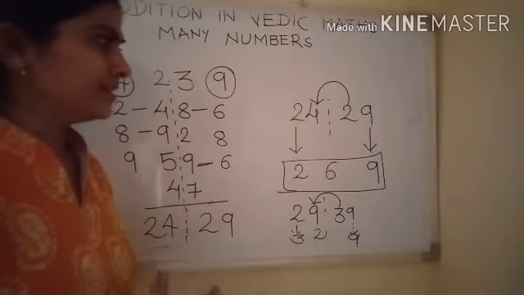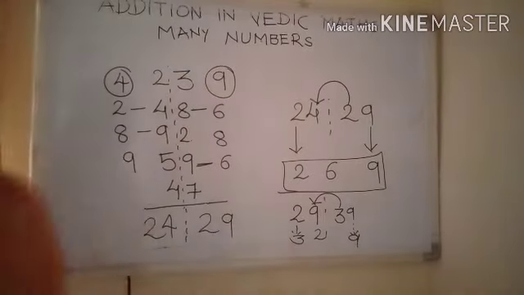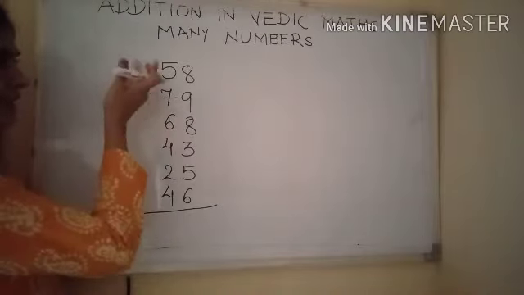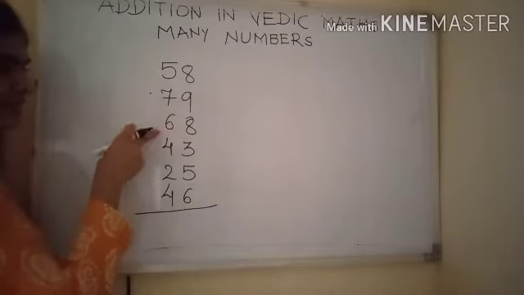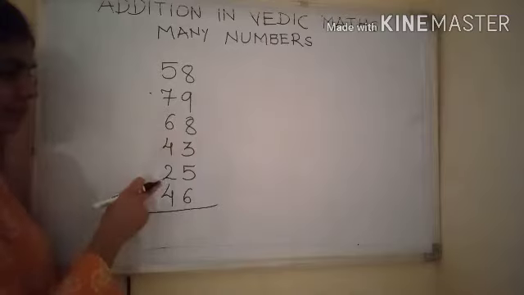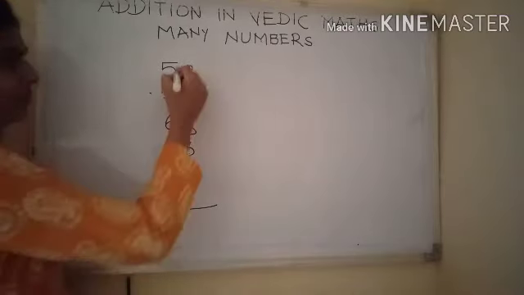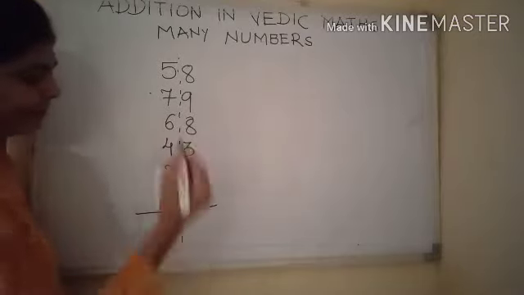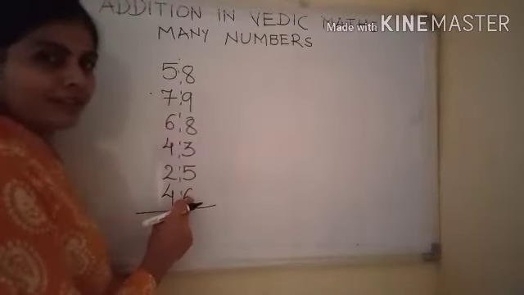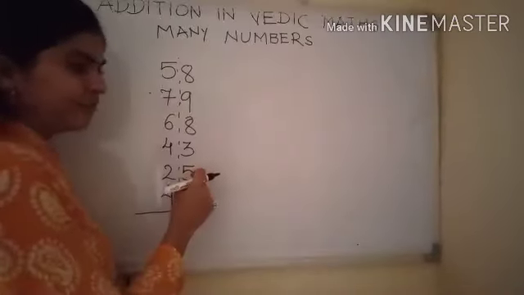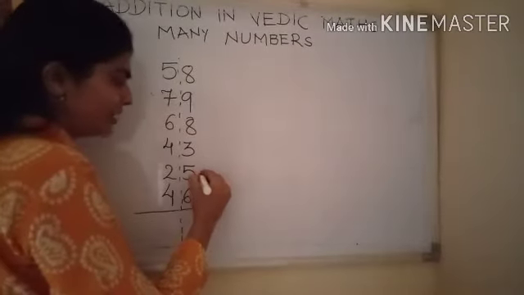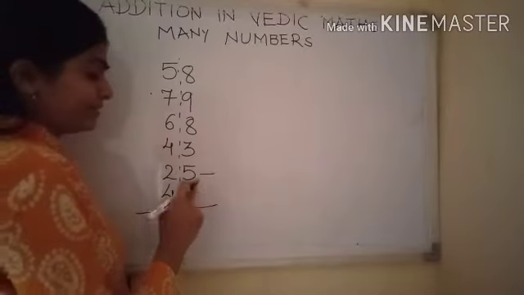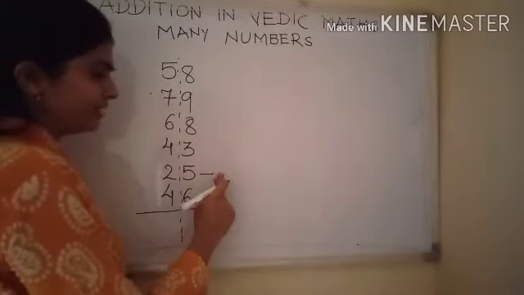Now let's have a look at one more example. Let us consider we need to add 58, 79, 68, 43, 25 and 46. What is our first task? Separate them out, right? Now start with the bottom side. 6 and 5 is a carry combination, so one hyphen, and keep that one in mind.